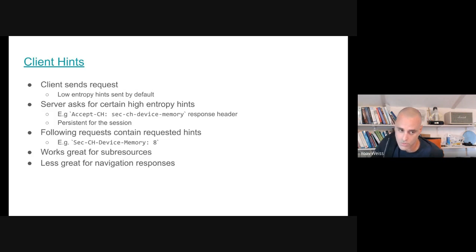That works great for sub-resources. It works less great for navigation responses. It is not sent to cross-origin contexts by default, nor to cross-origin in general. And sending those hints cross-origin, I should have written it down, requires permission policy-based delegation to specific cross-origin contexts. So the top-level origin needs to delegate that information to other origins if it wishes to do that.